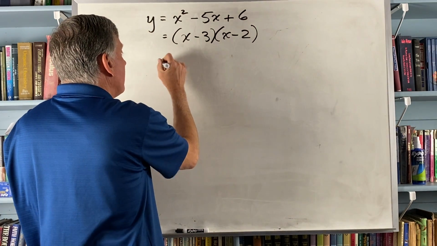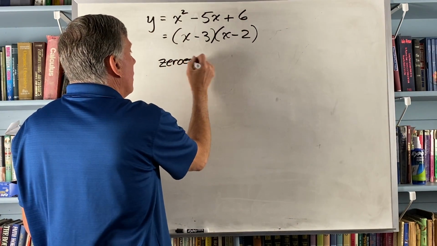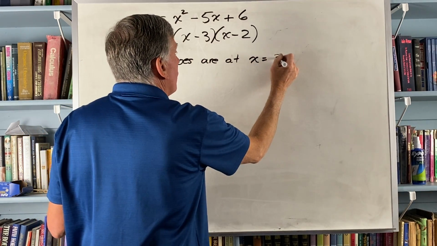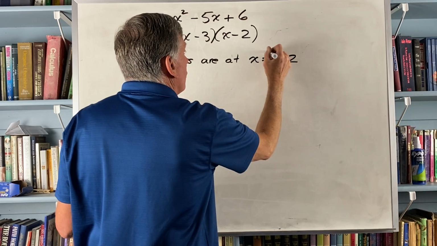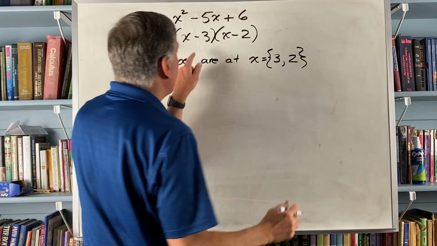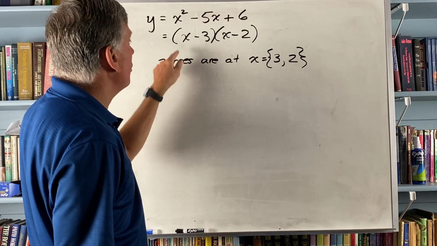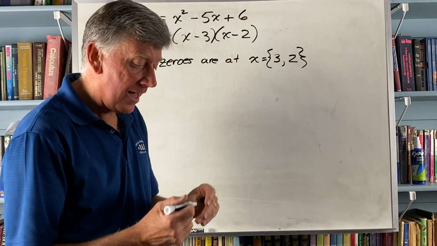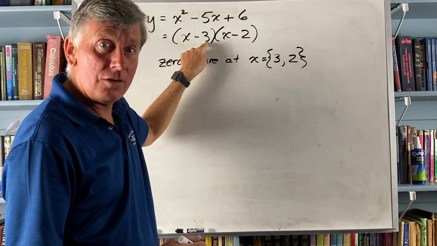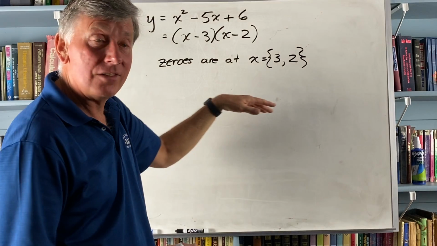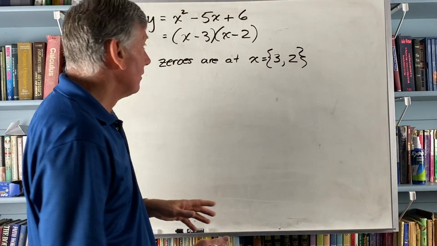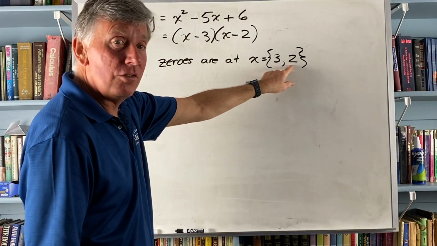This tells us our zeros are at x equals 3 and at 2. And we'll just put little brackets right there. And that tells us that that's where our function crosses the x-axis. Because when x is 3, 3 minus 3 is 0. 0 times anything is 0, and so y will be 0. It's on the x-axis. Same with 2.